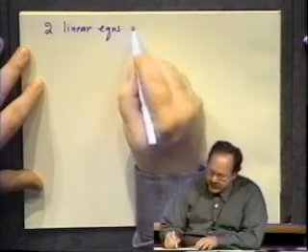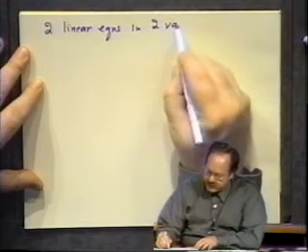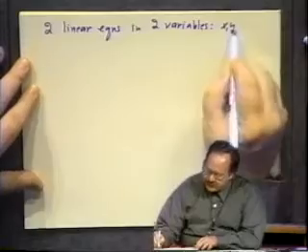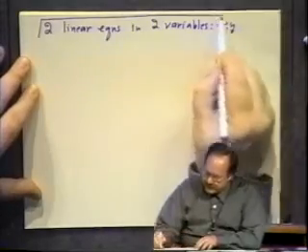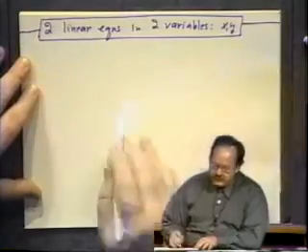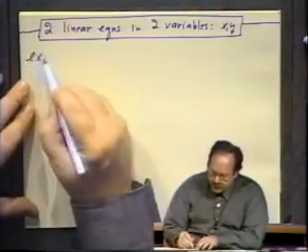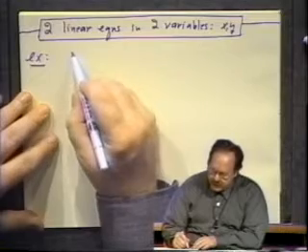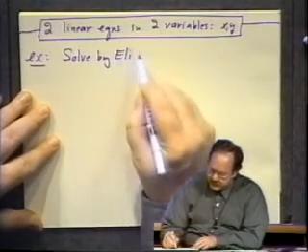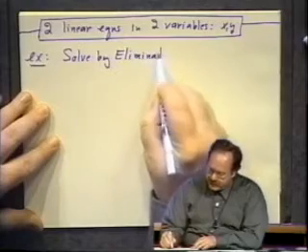And I will again start with the case of two linear equations in two variables where everything is much simpler. And the two variables will be x and y again. And then later we'll apply it to the case of three linear equations in three variables. All right, here's my example. I want to solve by elimination now, not by substitution. So solve by elimination.